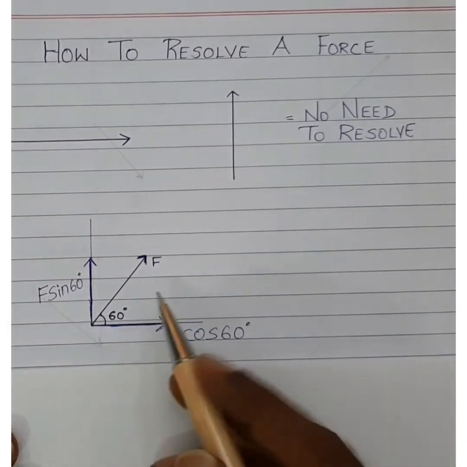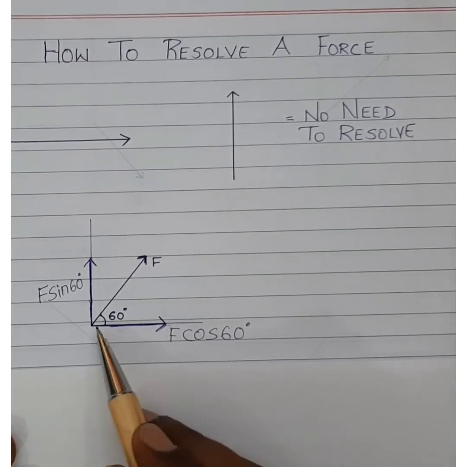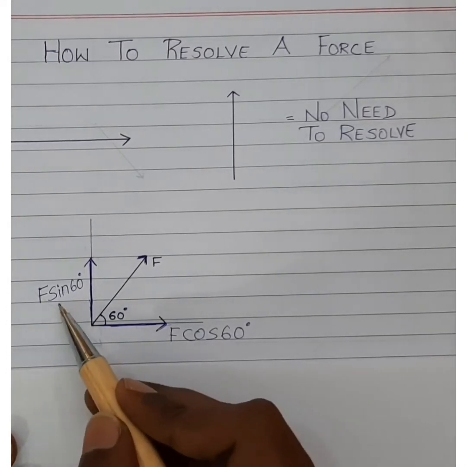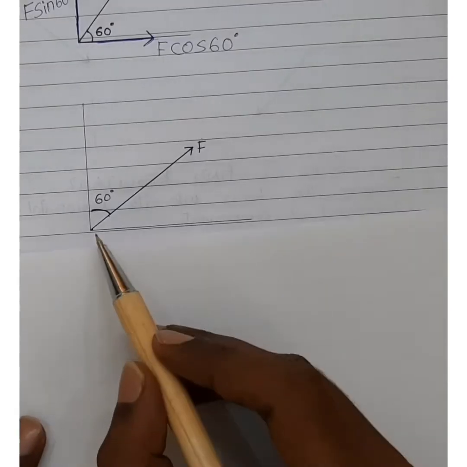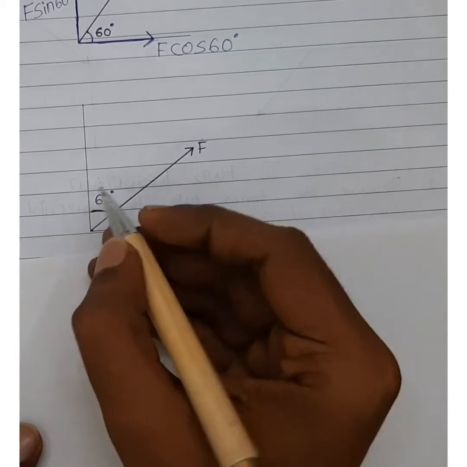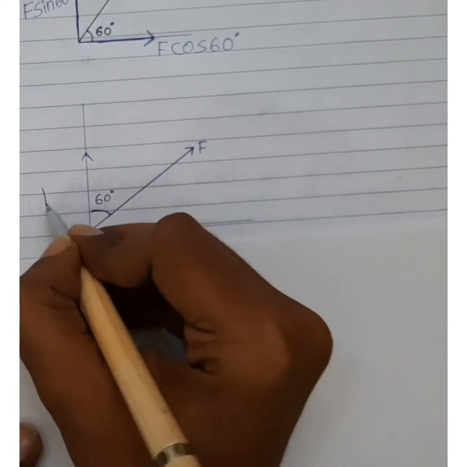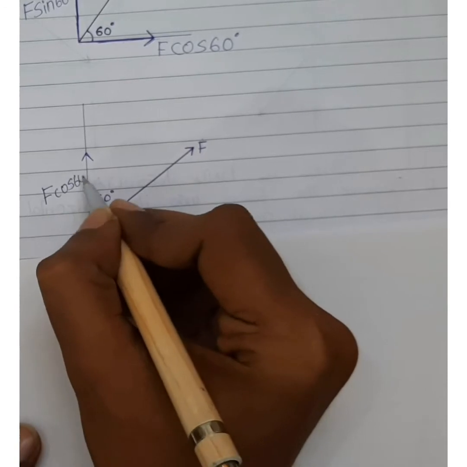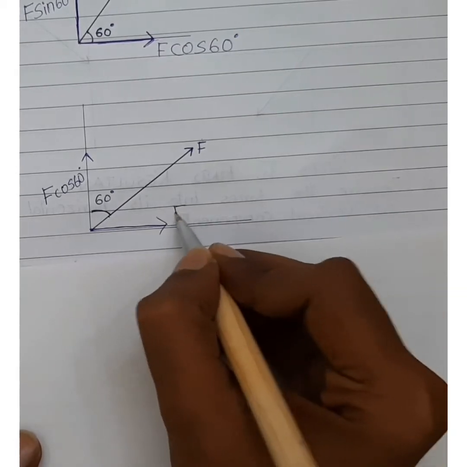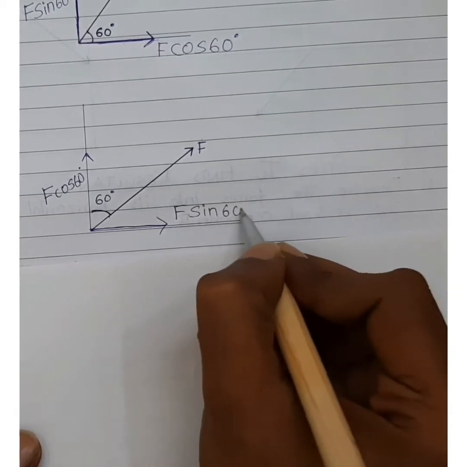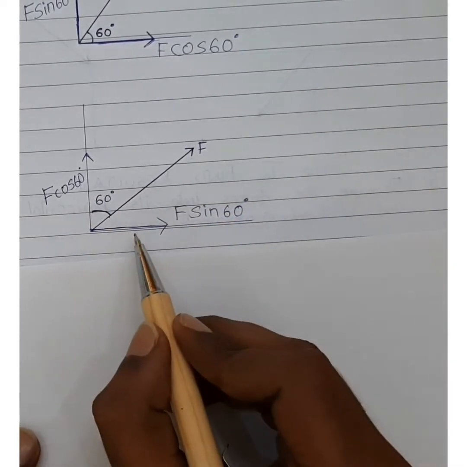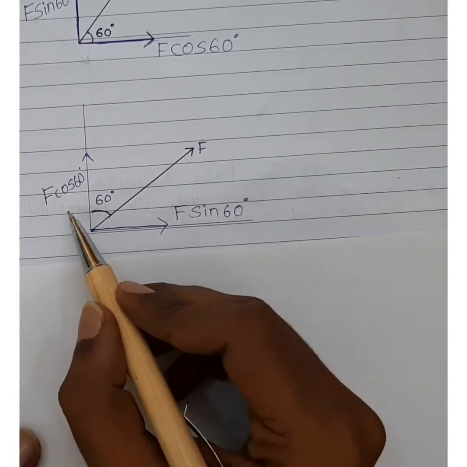In other words, here the force F is making an angle 60 degree with respect to x-axis. So the x component will be F cos 60, whereas the y component will be F sin 60. In this case, the force F is making an angle 60 degree with y-axis. Therefore, the y component will be F cos 60 and the x component will be F sin 60. So depending upon whether the force is making an angle with respect to y-axis or x-axis, the magnitude of the x and y components will vary.